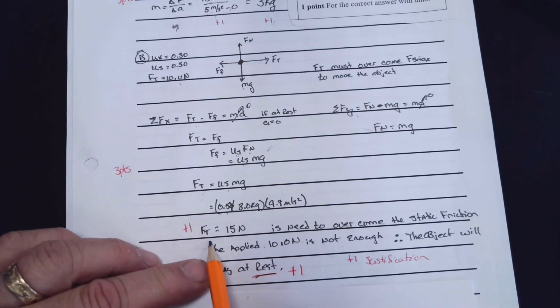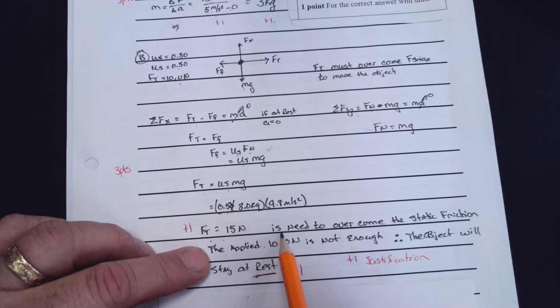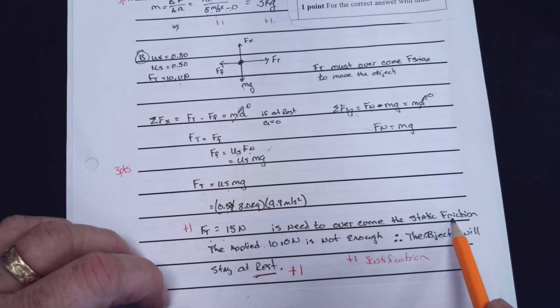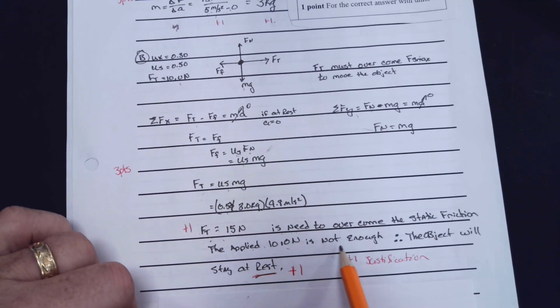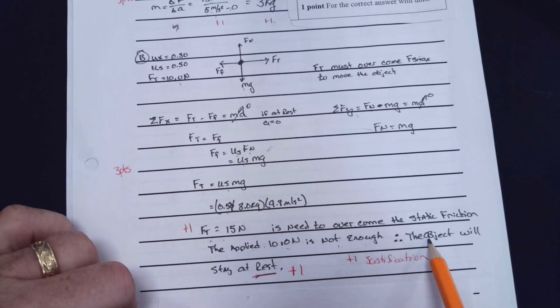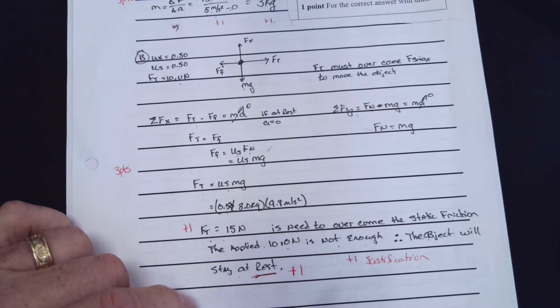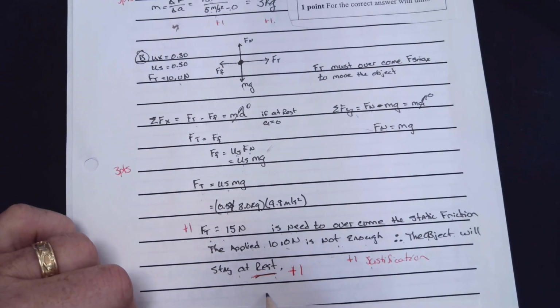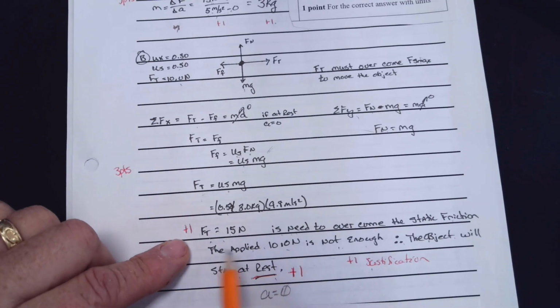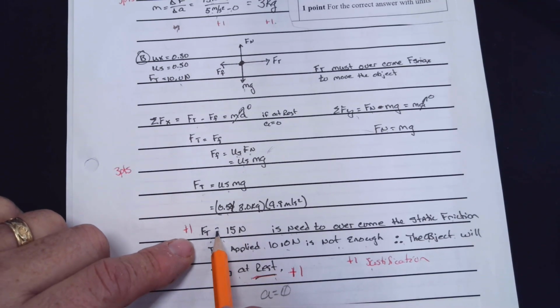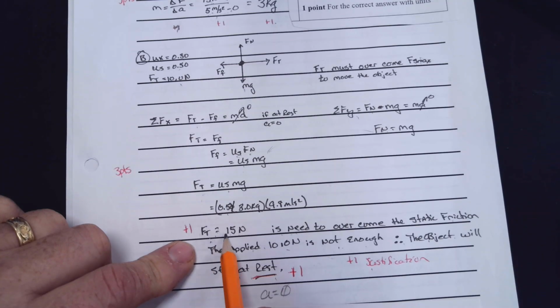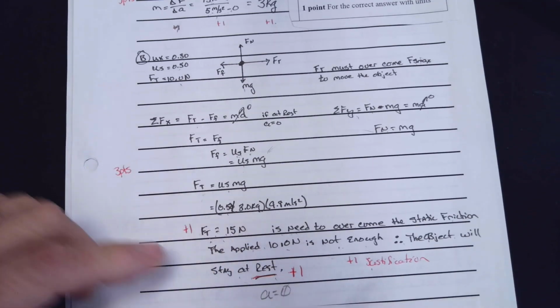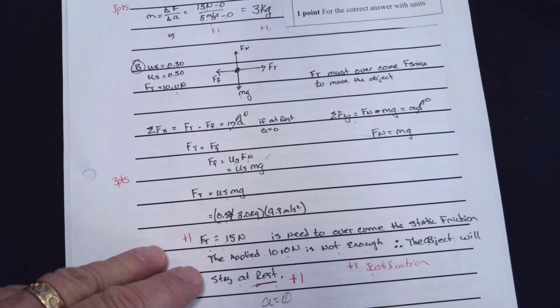I know that 15 newtons is needed to overcome the static friction. The applied force was only 10, so it's not enough. Therefore, the object will stay at rest. I get 1 point for the justification, 1 point for saying it's at rest, or I could have easily just said acceleration is equal to 0, and I needed to show why, because it takes 15 to overcome, and I only had 10. So let's move to C.